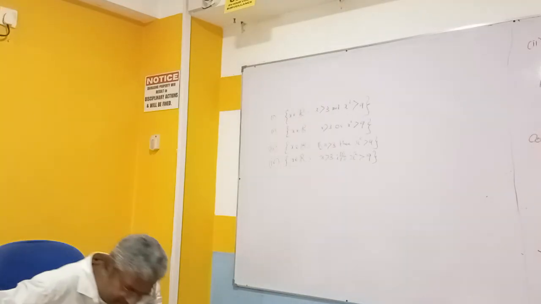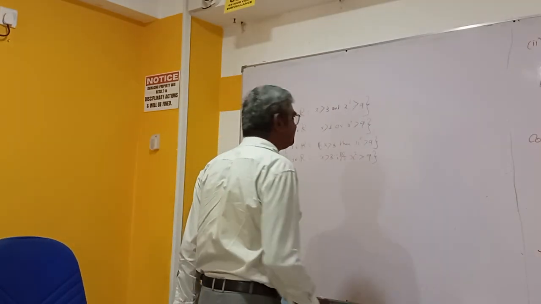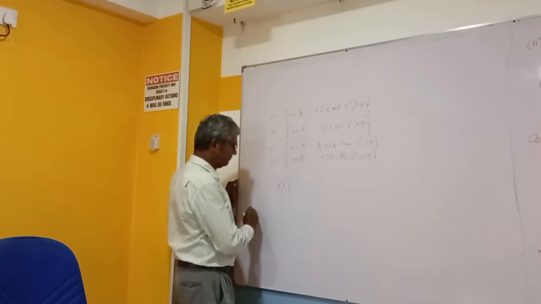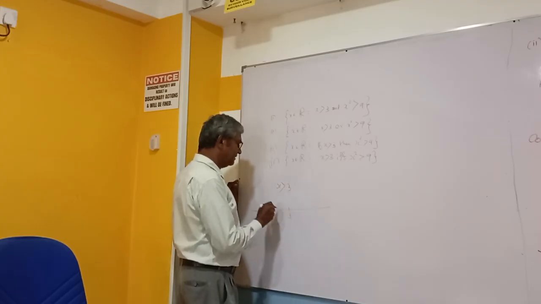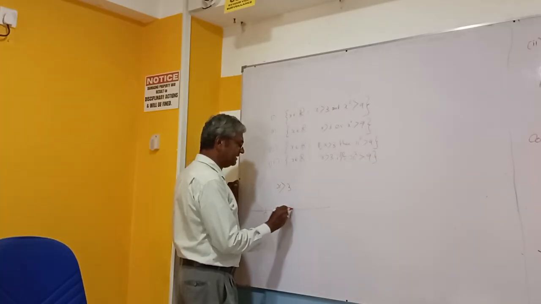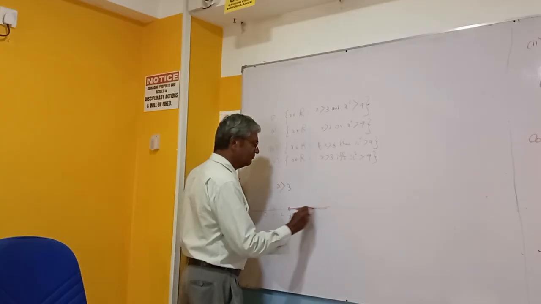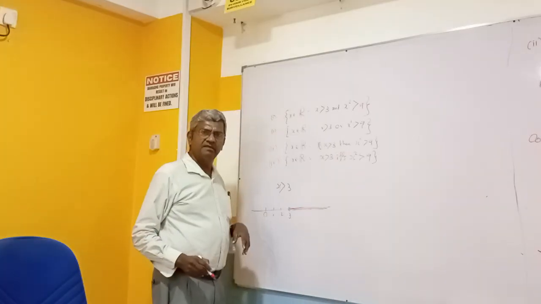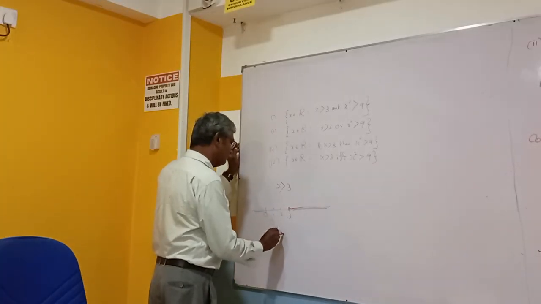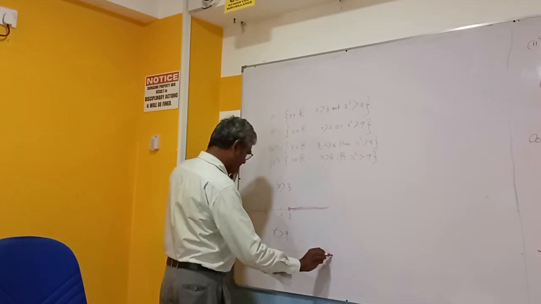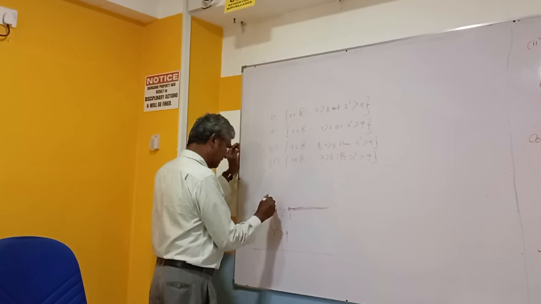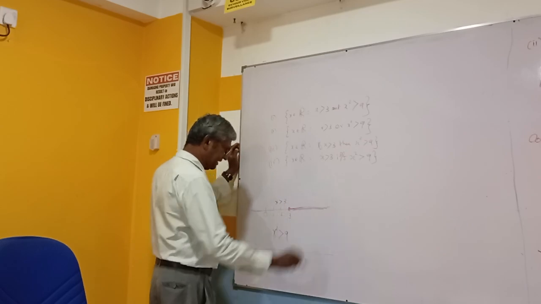When you are doing a problem like this, the best thing is to draw first the x greater than 3 set. You have here 3, somewhere here 2, 1, 0. X greater than 3 is this set. Right? This is x greater than 3. Then x squared greater than 9. This is the x greater than 3 set.